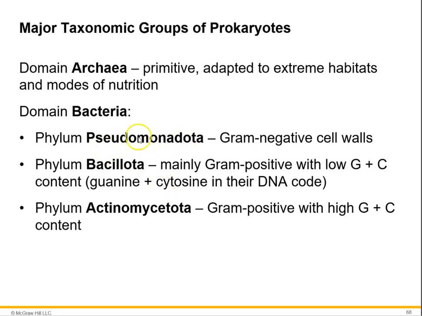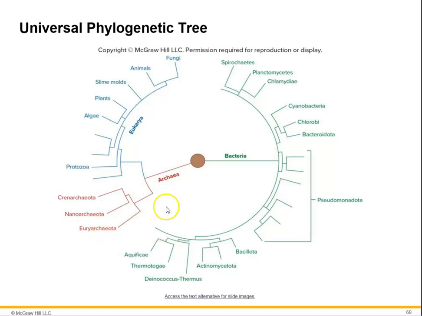Okay, and then just to give an example here in the domain bacteria, how they split them up into different phyla. You can see here this phylum is for gram-negative cell walls, whereas these 2 phyla are categorized based on the guanine and cytosine content in their genome. Okay, this is another example of a phylogenetic tree, just showing the different relationships between the different organisms. You have the bacteria here, and then on this side you have archaea, and then eukarya.